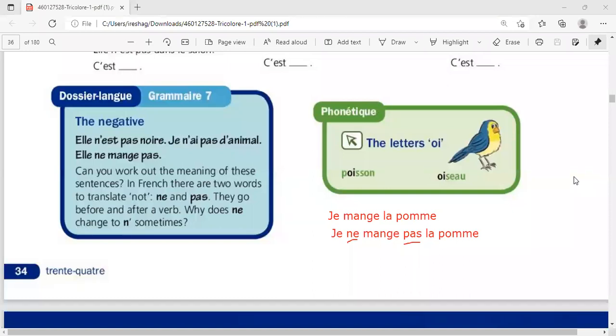Okay. So, je mange la pomme is I eat the apple. Then you have je ne mange pas la pomme is I don't eat the apple.